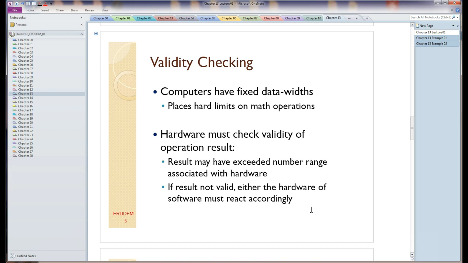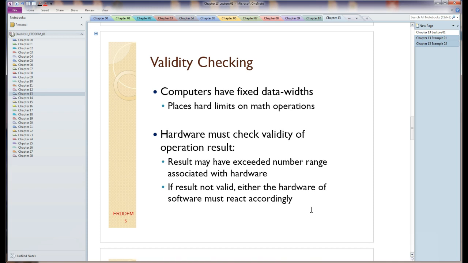There's going to be multiple validity checks, and if we discover the result is not valid, there's the option of what to do about it. One is design hardware to make it valid. Other is just have some type of signal that indicates the given result is not valid. So the approach we're going to take is have a signal that indicates the result is not valid.